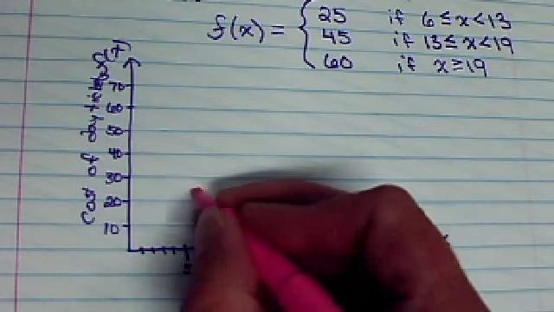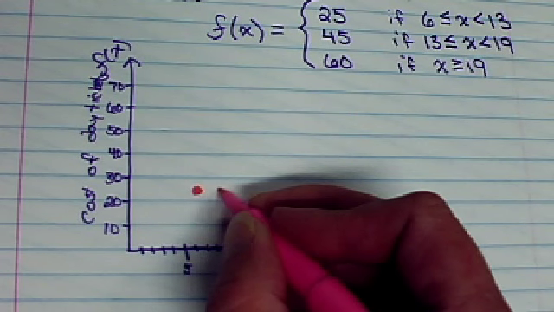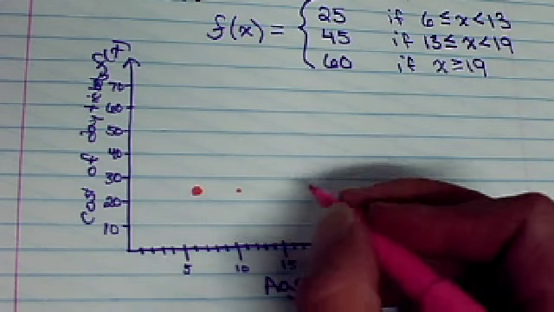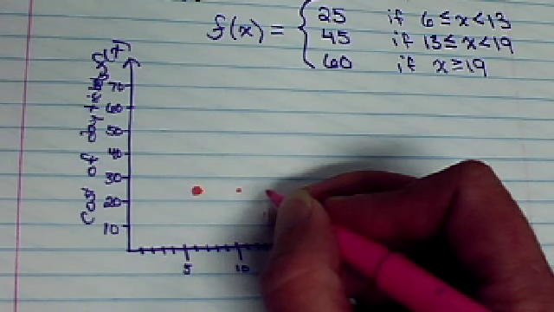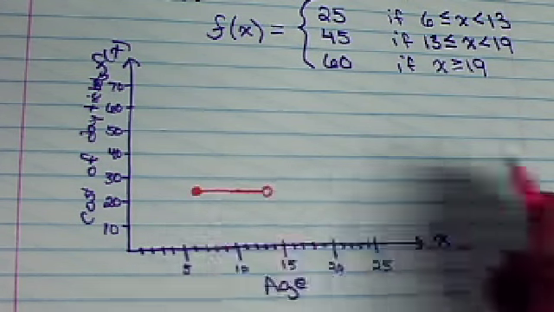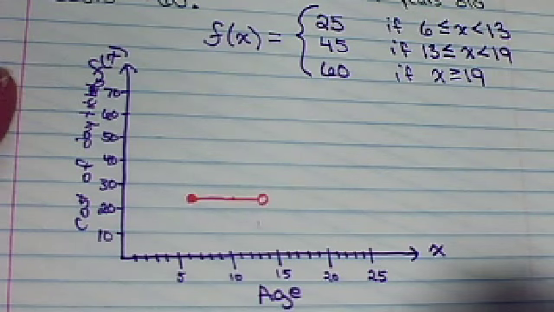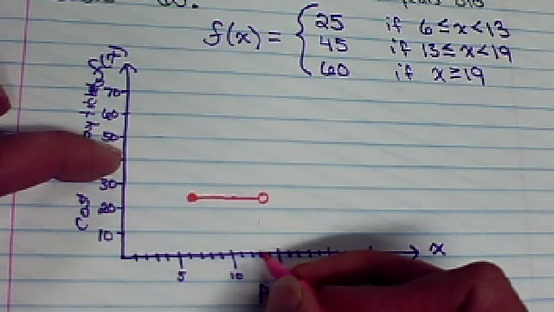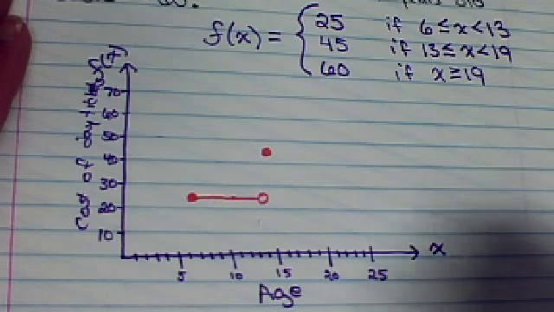7 years old, whoops, that's not really a 6, is it? 6 years old, 7 years old is 25. 8 years old, 9 years old, 10 years old is still only getting charged 25. All the way up to when you turn 13. Even if you are 12 and 11 months, you're still going to be charged at $25. As soon as you turn 13, they're now going to charge you $45.